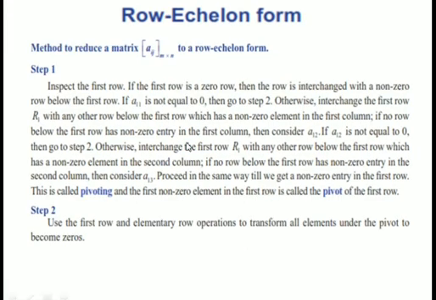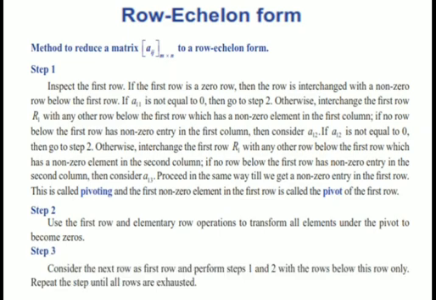Step 2, use the first row and elementary row operations to transform all elements under the pivot to become zeros. Step 3, consider the next row as first row and perform steps 1 and 2 with the rows below this row. Repeat the steps until all rows are exhausted.